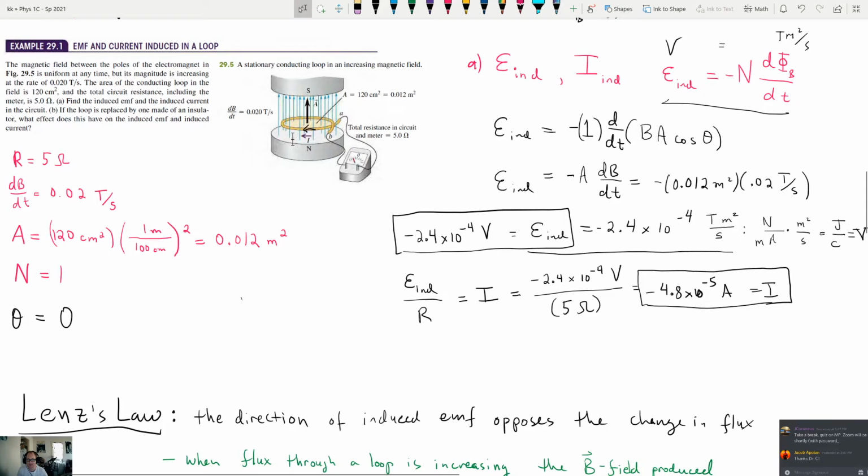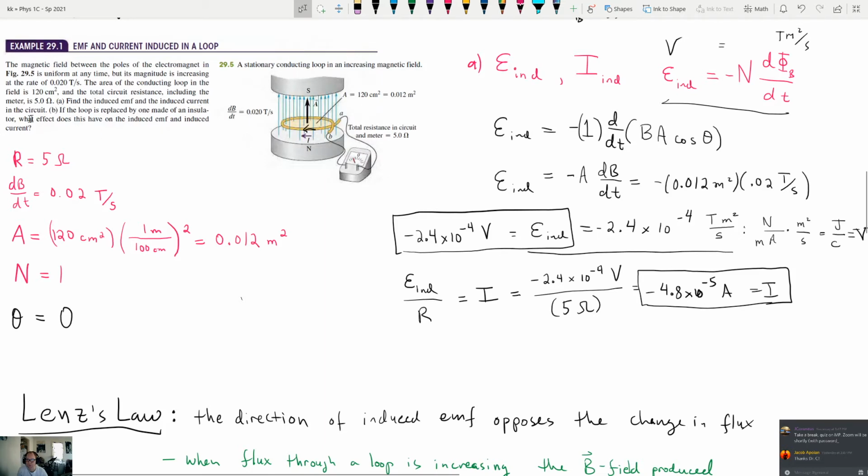And then you had a magnetic field from the external magnet that was changing at a rate of 0.02 teslas per second. We found the induced EMF and the induced current in the circuit, and the induced EMF we got was negative 2.4 times 10 to the negative 4 volts. And this was the current that we got, which we got basically by taking the induced EMF and just dividing by the resistance.